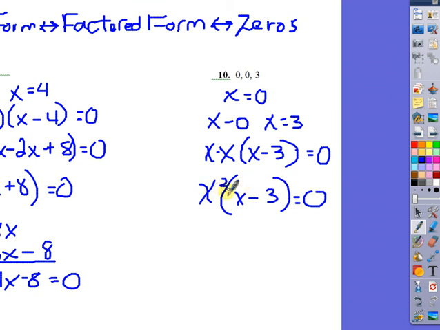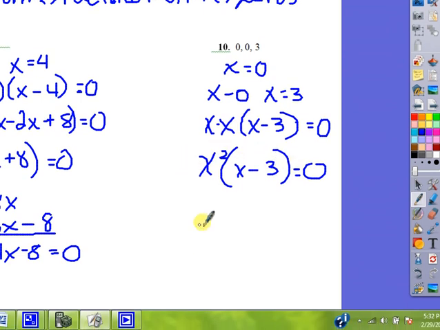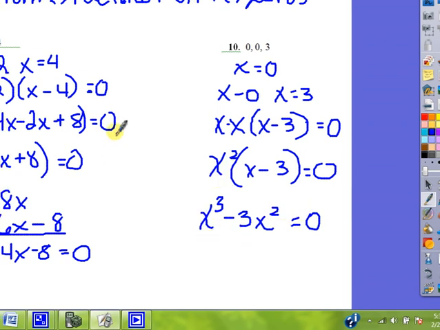Now again, this is factored form. We want to put it in standard form, so we're going to take it one step further and multiply these through. So x squared times x is x cubed. And x squared times the negative 3 is negative 3x squared. And that equals 0. And that gives us our polynomial equation written in standard form. And that concludes this video.